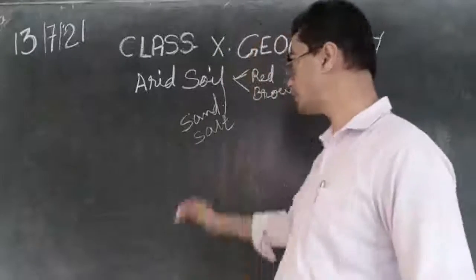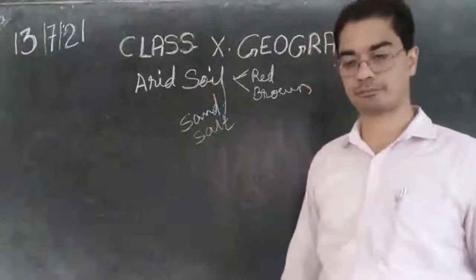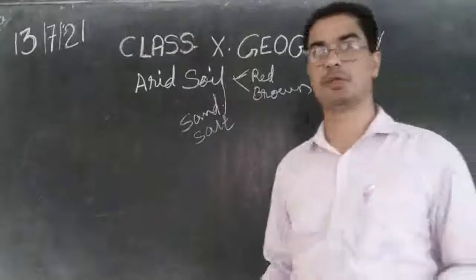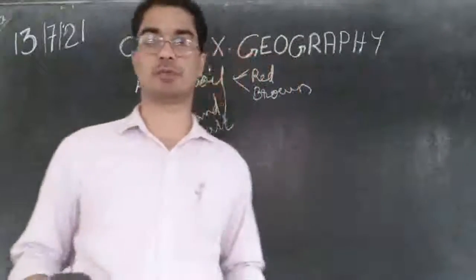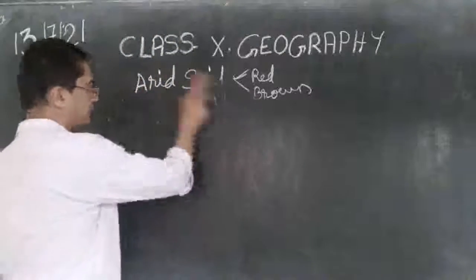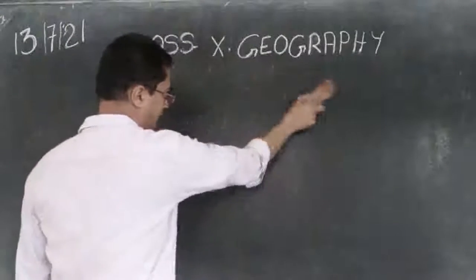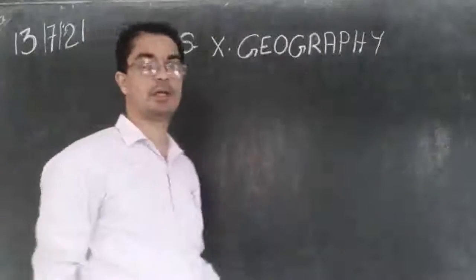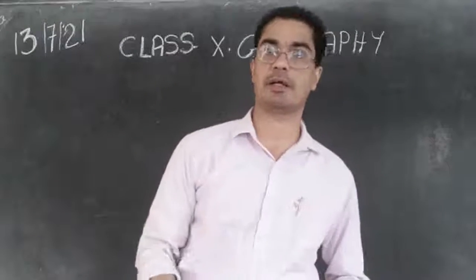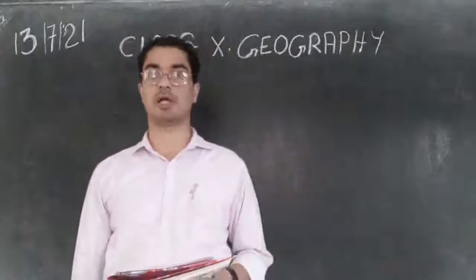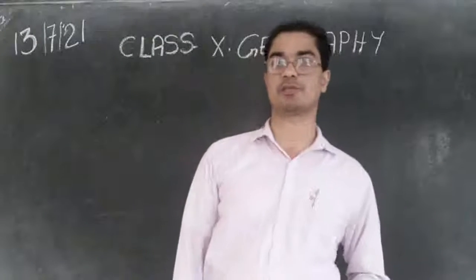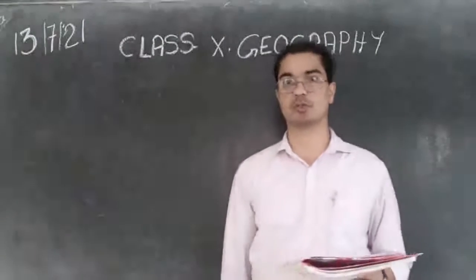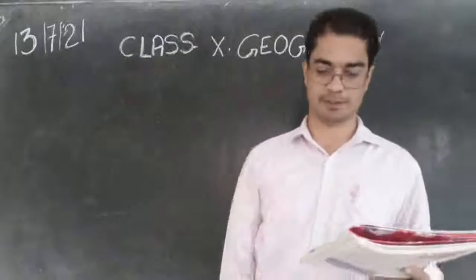So that is all about the arid soil. How it is formed, why it is formed, and so on. Then the content of the soil is there. In the down part, there is a layer called the kankar layer, and so on. It is all important. So remember these important terms and try to underline them and learn them.